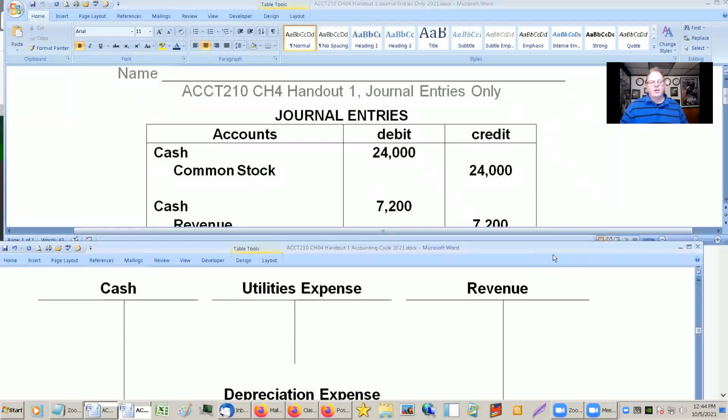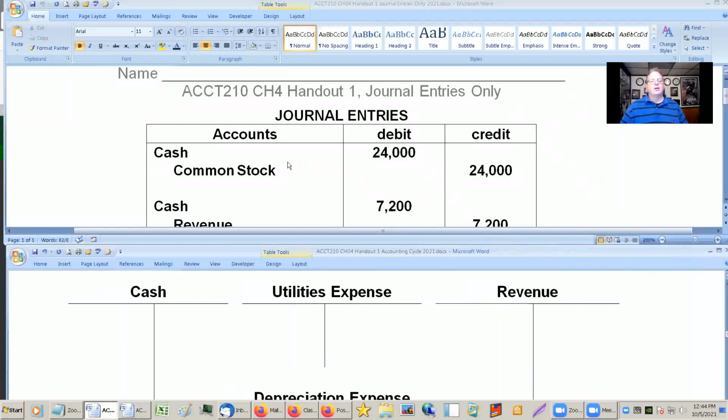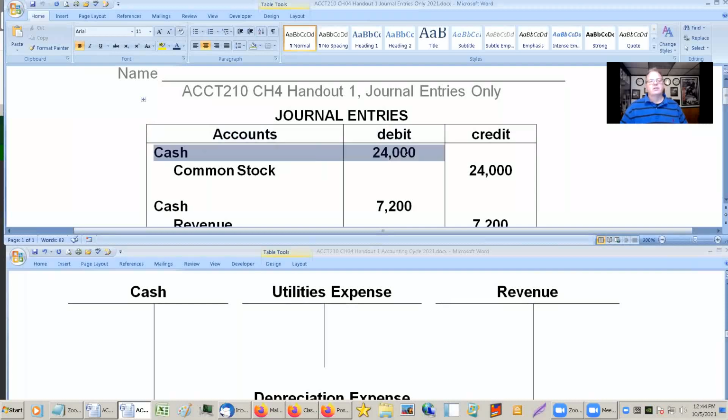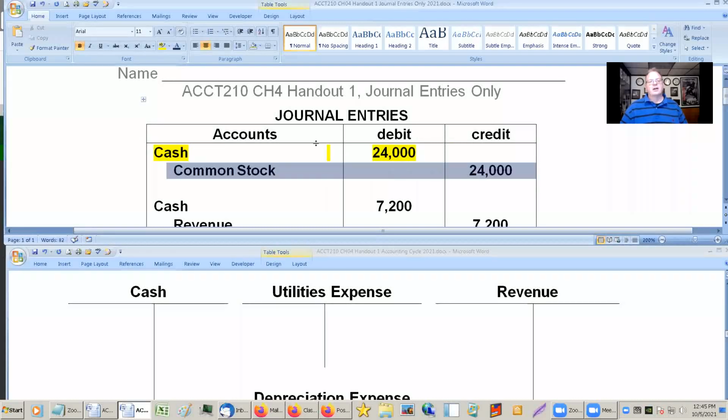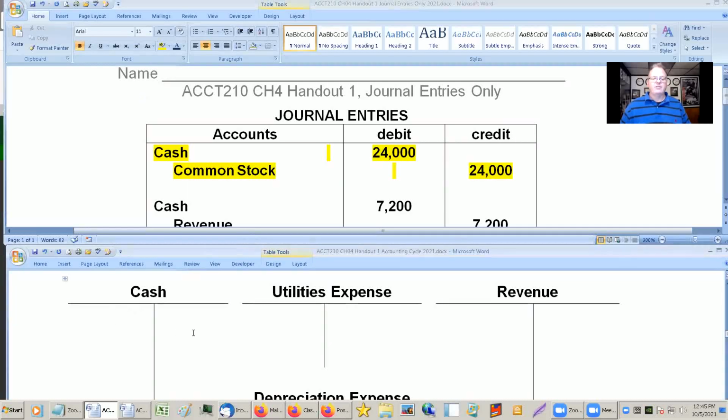Okay. So this first one we're going to do, we have cash and common stock. What we're going to do is called posting. On the debit side, you'll notice this cash account has a left and a right, and the left is going to be the debit, whichever is on the left-hand side. So we're going to put 24,000 in here.